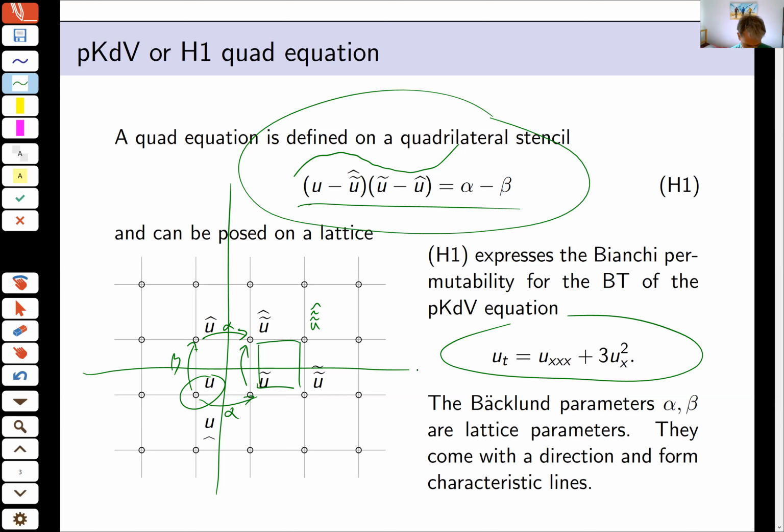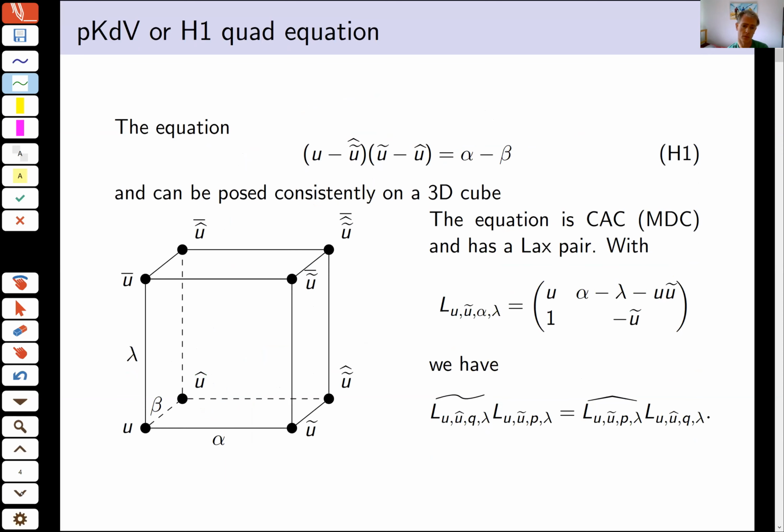And that is my next topic, and that is what is understood as the integrability of this equation on the discrete level. We can pose this on a 3D cube, and that is drawn here. So on the front face, for example, if we replace all the heads in the equation with a bar, we get the following equation: (U minus U tilde bar) multiplying (U tilde minus U bar) is equal to alpha and beta. And this would be an equation that is then satisfied on the front face of the cube, and on every face of the cube we have such an equation.